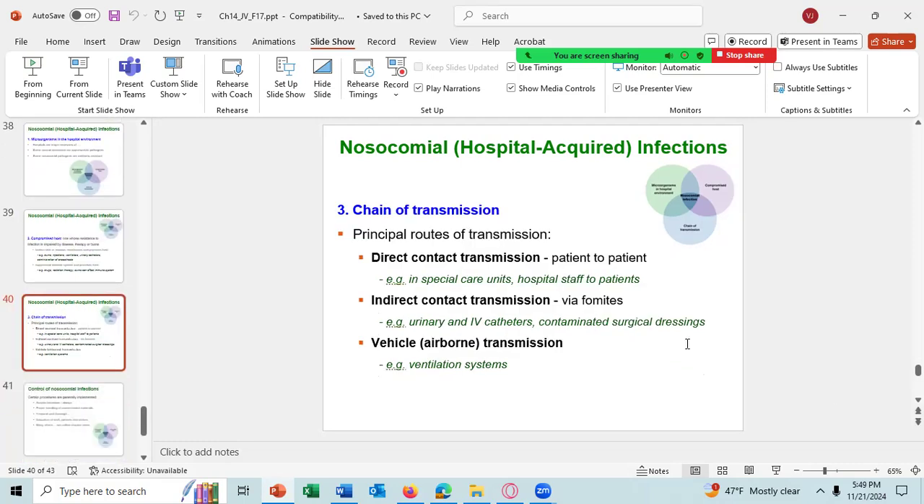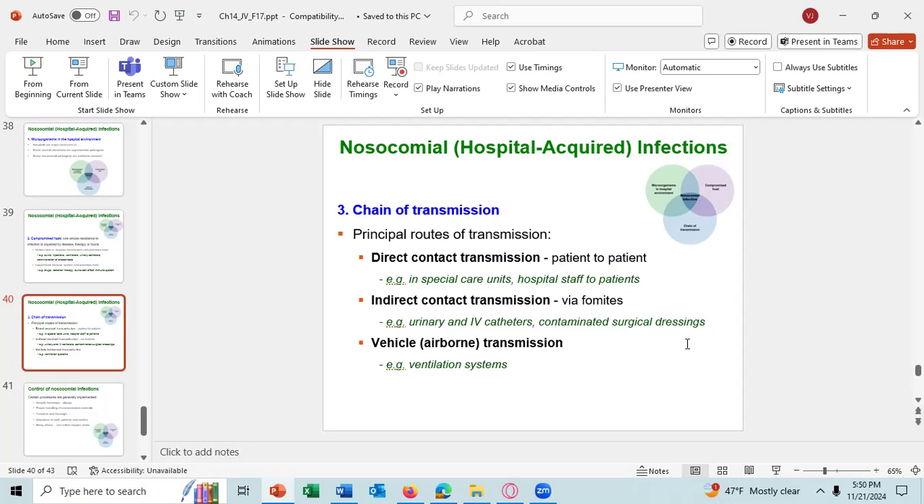And then the third reason why nosocomial infections occur in a hospital or healthcare-like facility is there's a chain of transmission in the healthcare facility. The principal routes of transmission can be direct contact transmission, patient to patient. Hospitals have to take care in special care units, but also there can be direct contact transmission, hospital staff to patient. There can be indirect contact transmission via a fomite.